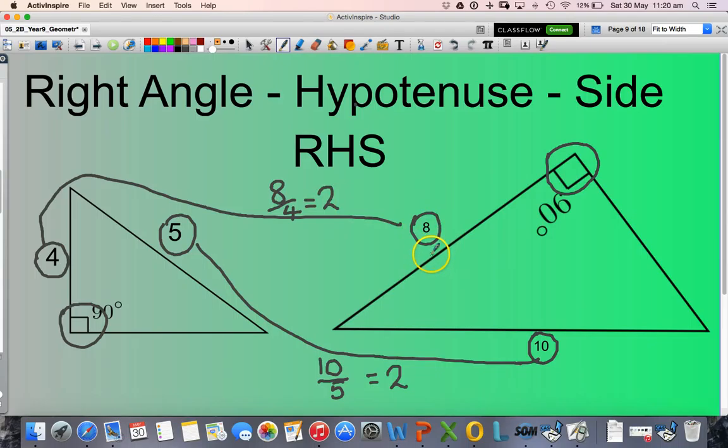So yes, I have an angle which is 90 degrees, my right angle. I have my hypotenuse, which has been multiplied by 2, and this side has also been multiplied by 2. So I can say yes, those two triangles are similar.